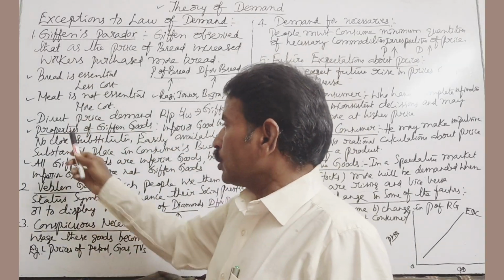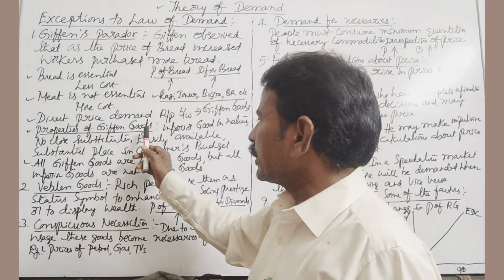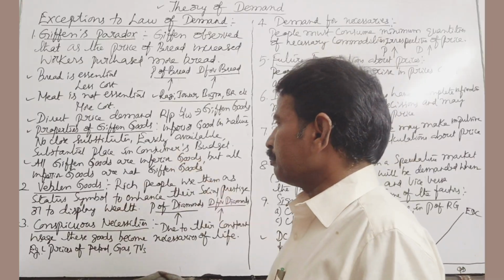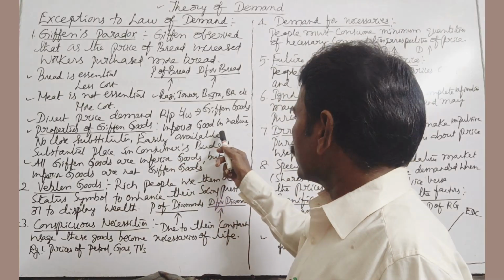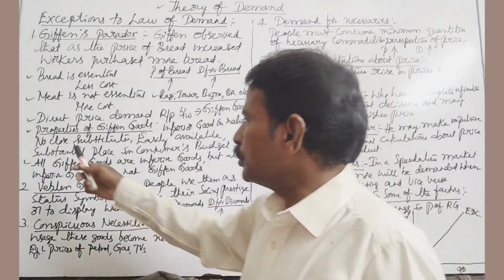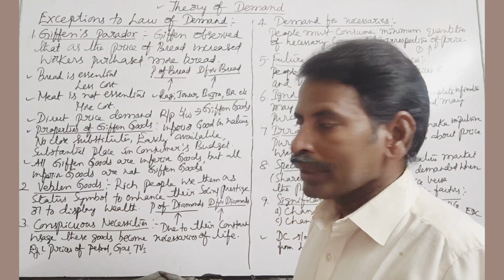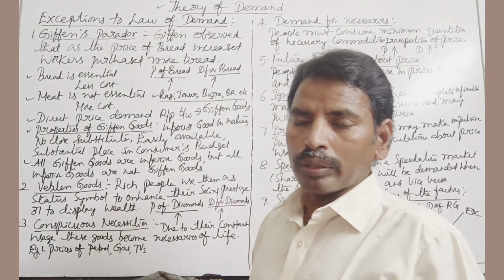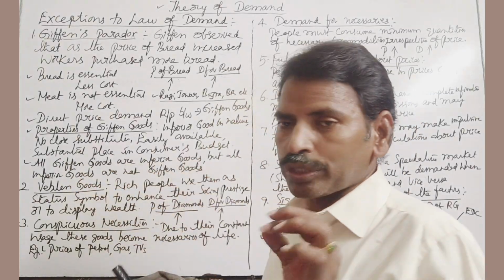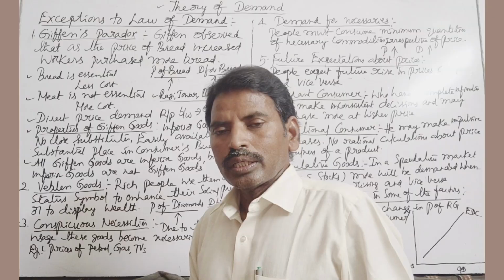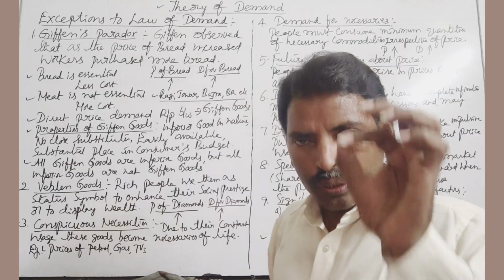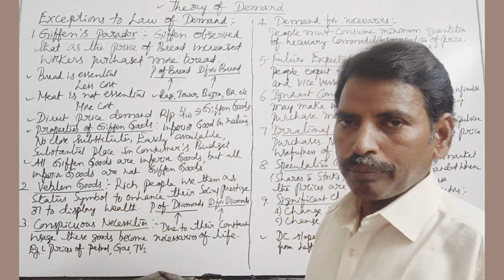Next, what are the properties of Giffen goods? First, inferior good in nature. Next, no close substitutes. Third, easily available. Fourth, occupy a substantial place in the consumer's budget. A good having these four characteristics is called a Giffen good.